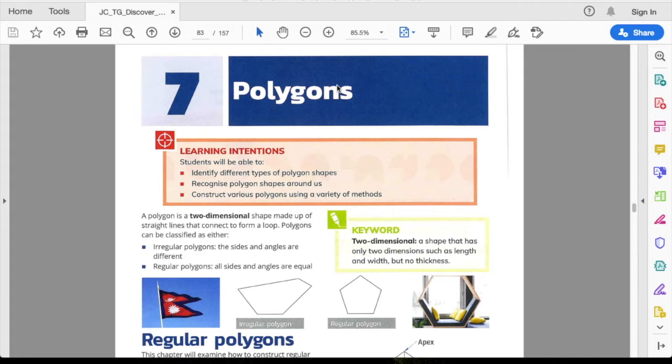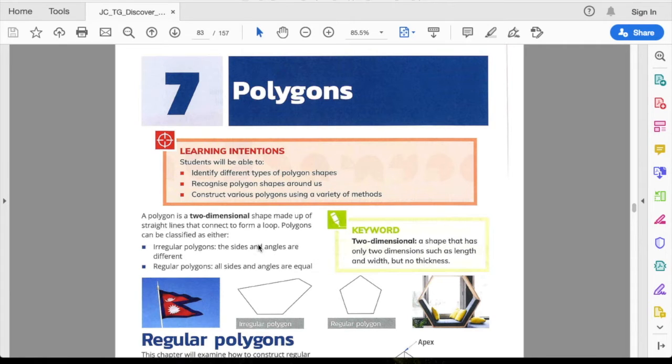Okay, so what we're going to try to learn in polygons is to identify the different types of polygon shapes, to recognize polygon shapes around us, and to construct various polygons by various methods. Now, basically, a polygon is a two-dimensional shape, so that you draw on a sheet of paper, and made up of straight lines. Okay, so that's our kind of main thing.